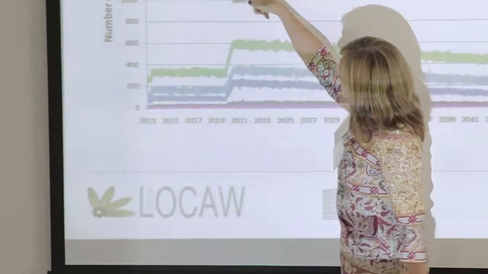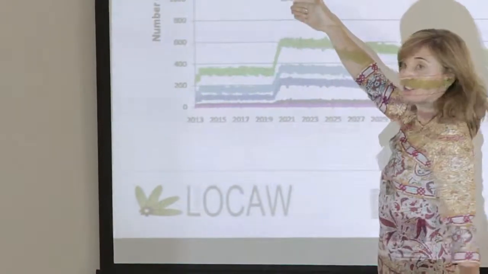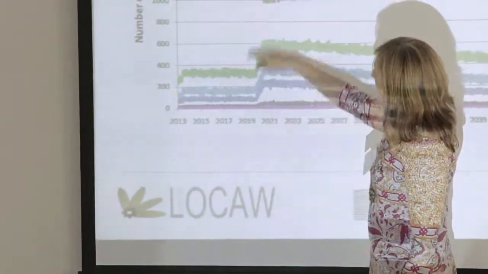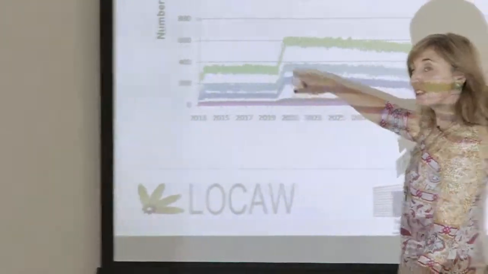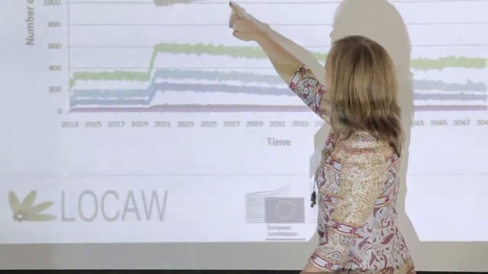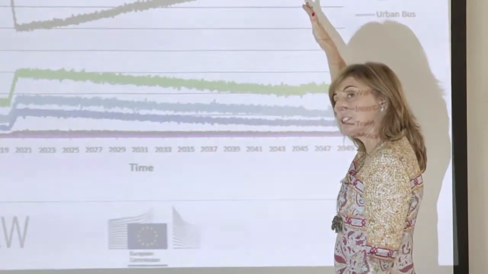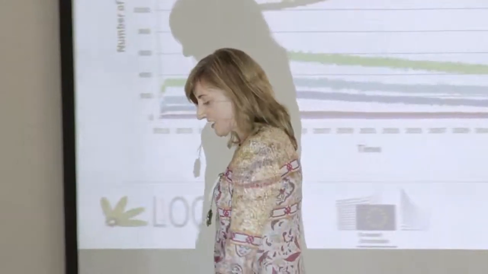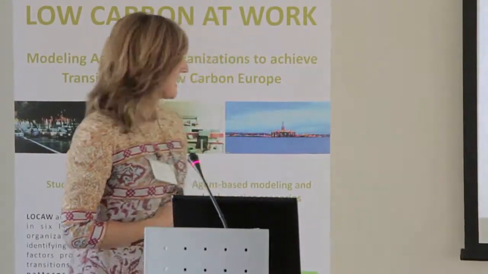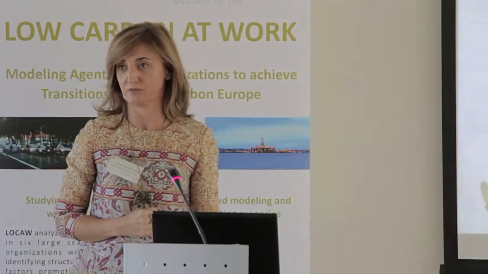Well, we can see that there is a reduction because we apply the policy, and the agents react by using another transport, but then car use is progressively recovered with time. And why? Well, it's because of the social network.